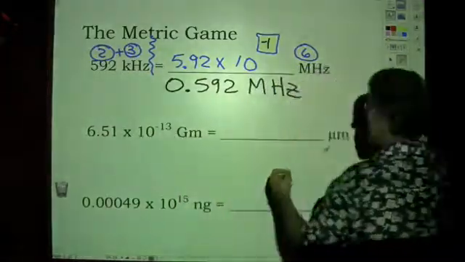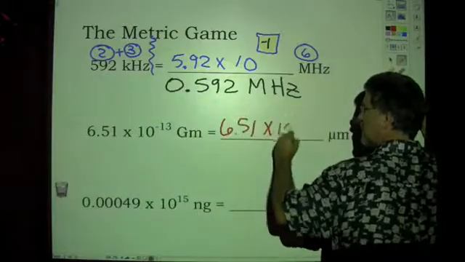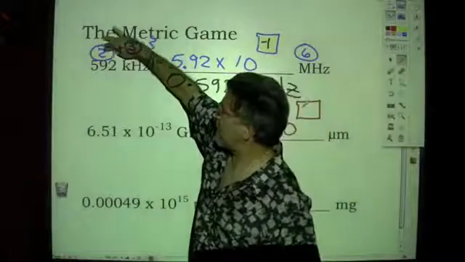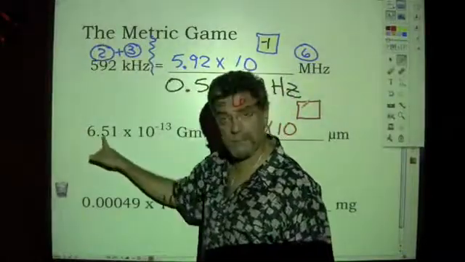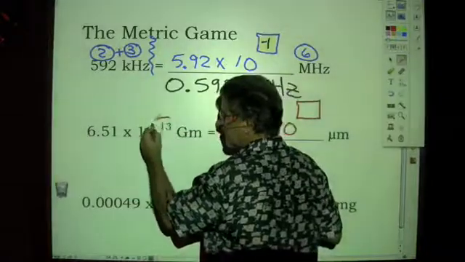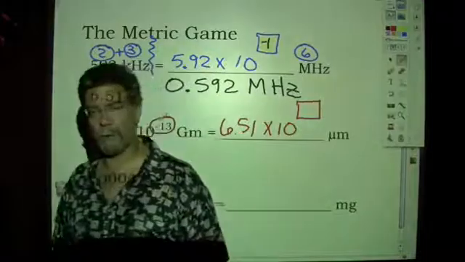So I can write it as 6.51 times 10 to the box. So I don't need to worry about this little thing I did up here with the 592 because the decimal is already in the right spot. But I don't want to forget that there's that negative 13 there. Okay? Can't just ignore it.